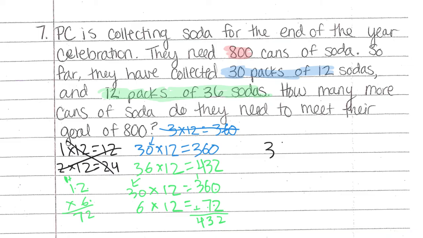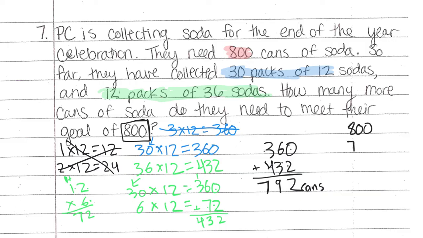So I'm going to take my 360 and my 432, and I'm going to add them together. 0 plus 2 is 2. 6 plus 3 is 9. 4 plus 3 is 7. So I have 792 cans, but I need 800, okay? Kind of sounds like a subtraction problem or maybe a number line problem, right? So I'm trying to get to 800. I have 792. So I can subtract 792 from the 800 to figure out how many's left.